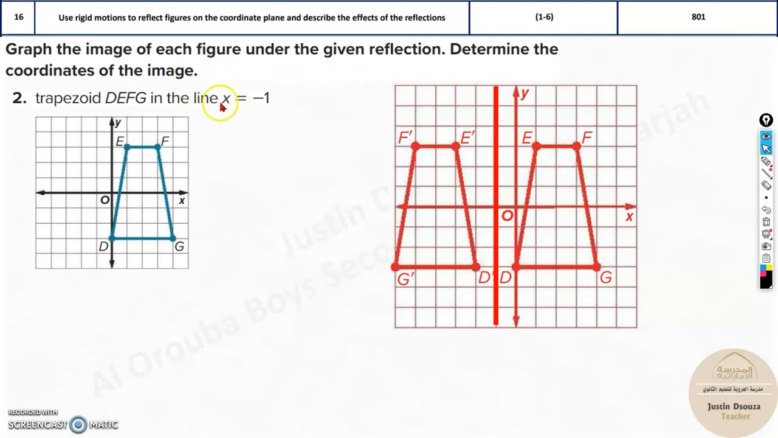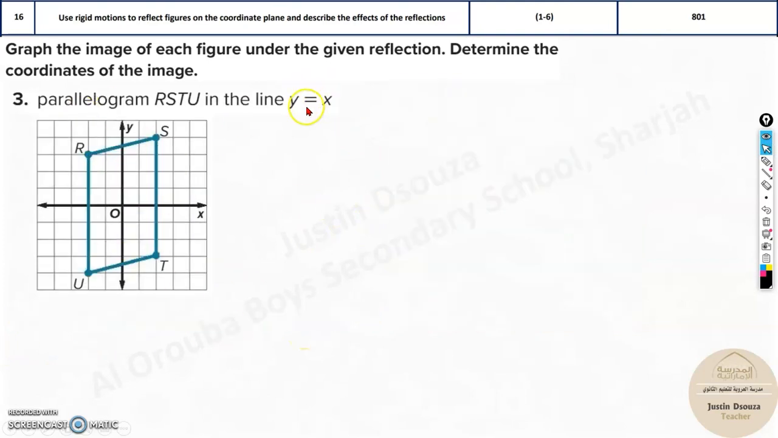Make sure you understand x equals -1 means where is x -1? This is the x-axis, -1 is here. Draw a straight line over there. That is it. Similarly, please do try the others and then write the coordinates over here. That's it. Same thing. This is simple.